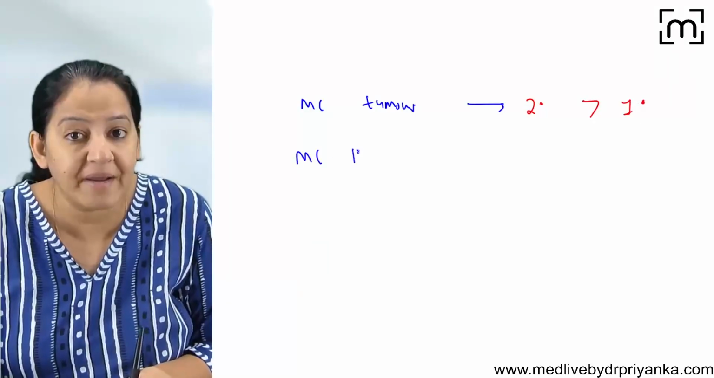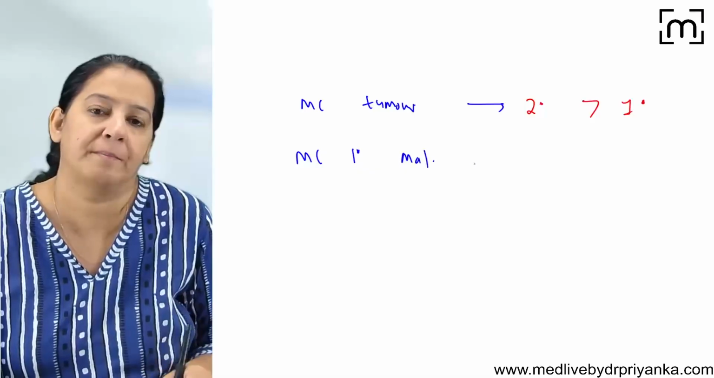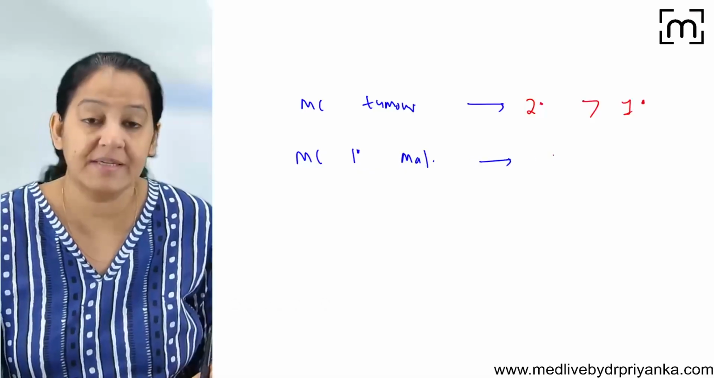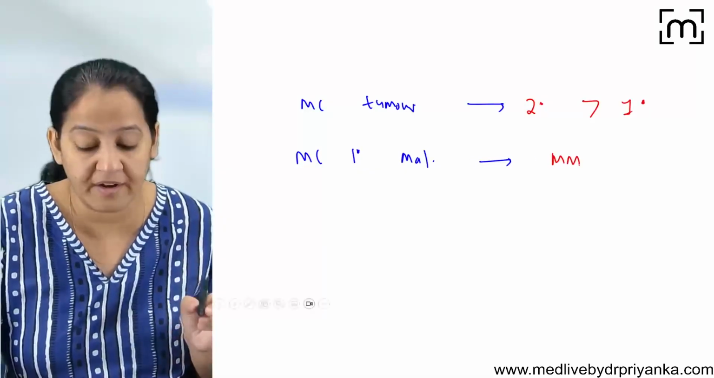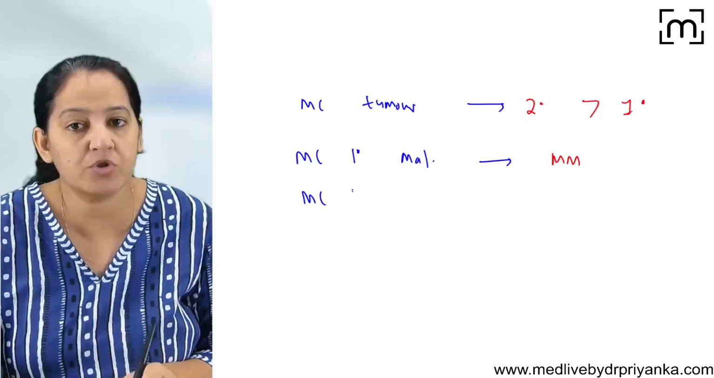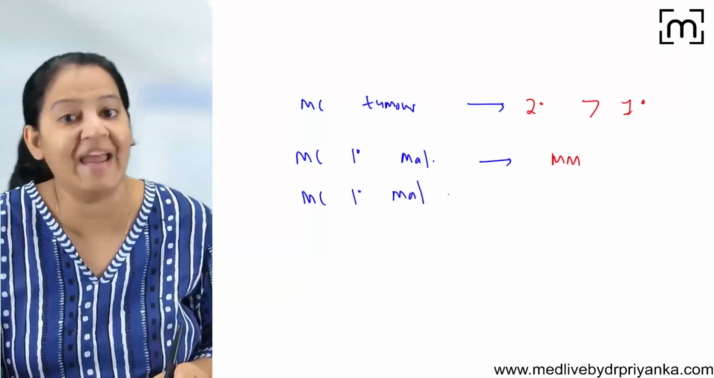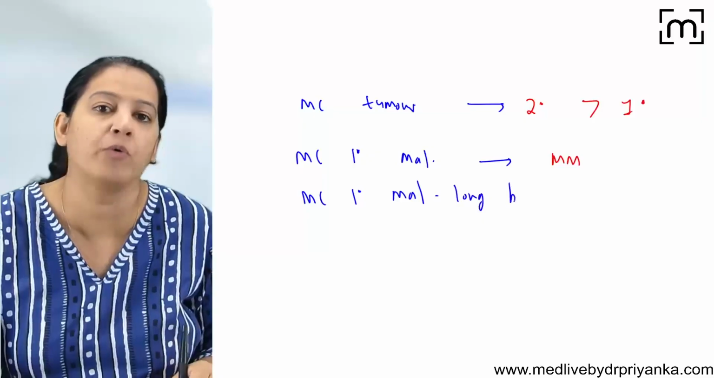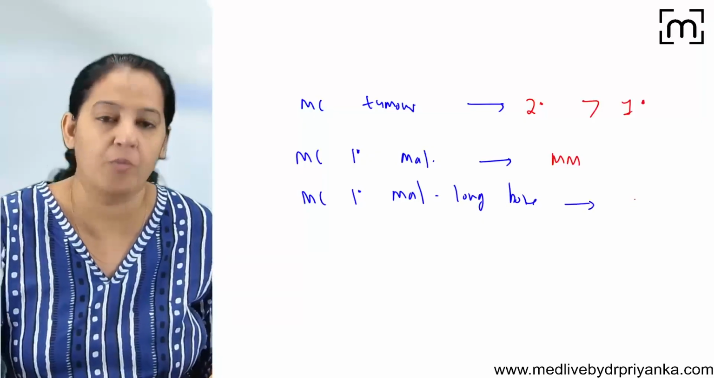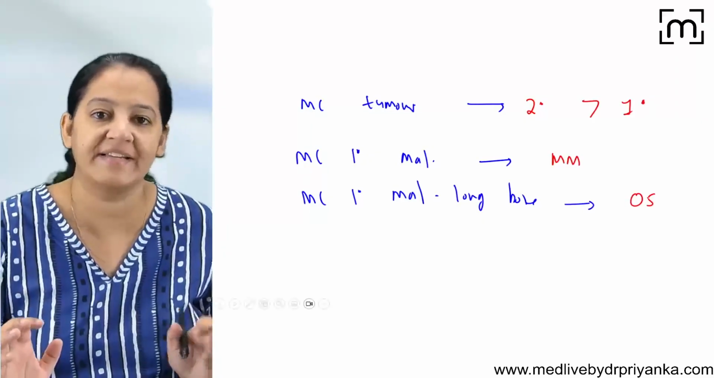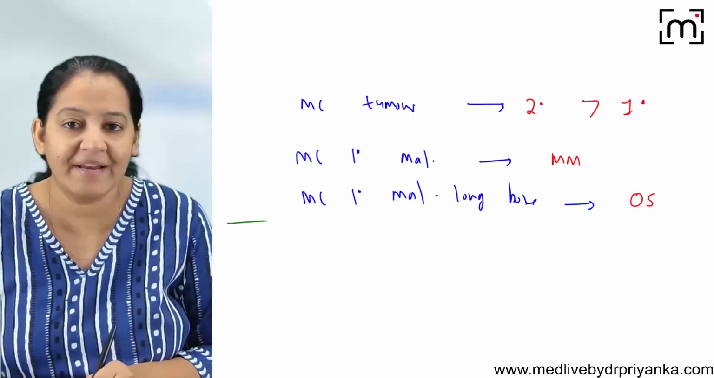Most common primary malignant bone tumor: the answer is multiple myeloma, but it doesn't usually occur in long bones. So most common primary malignant tumor of long bones is osteosarcoma, which we will see today in detail. That is about the malignant bone tumors.